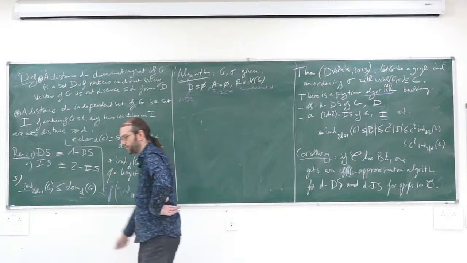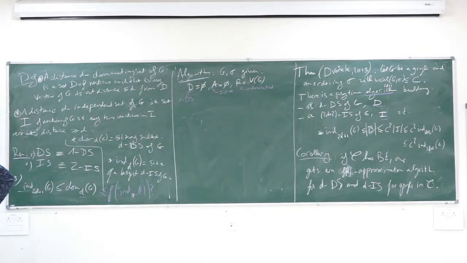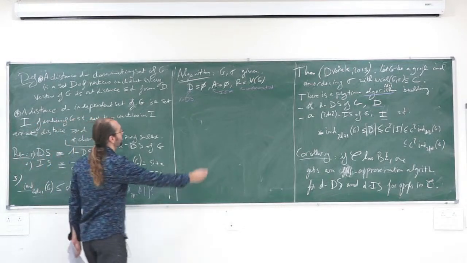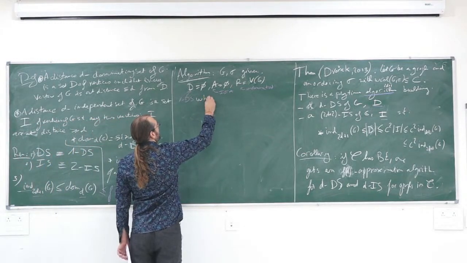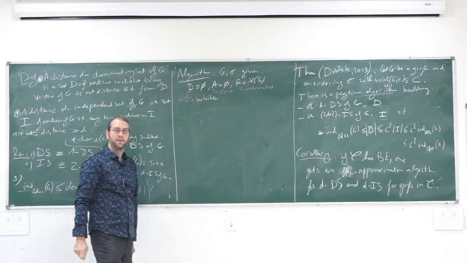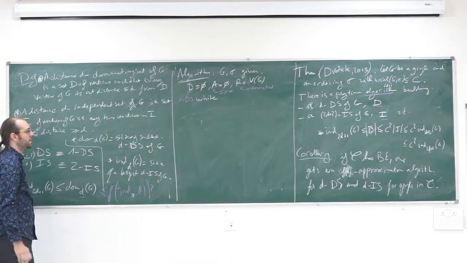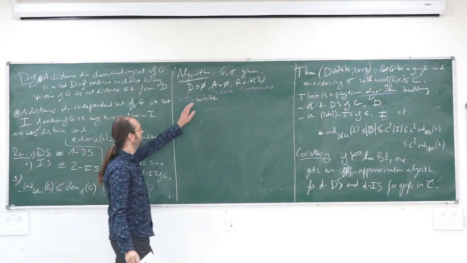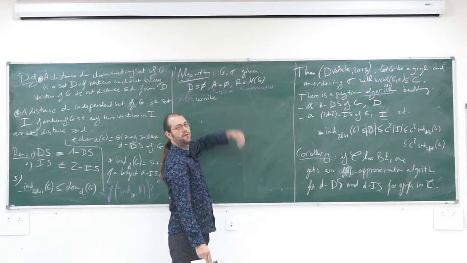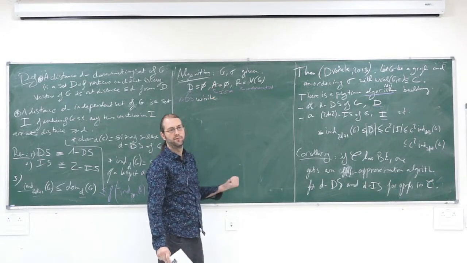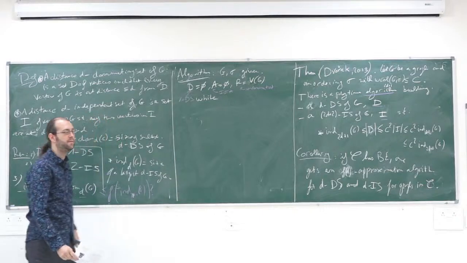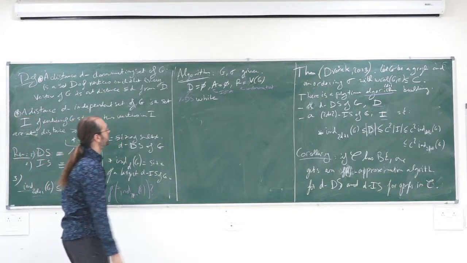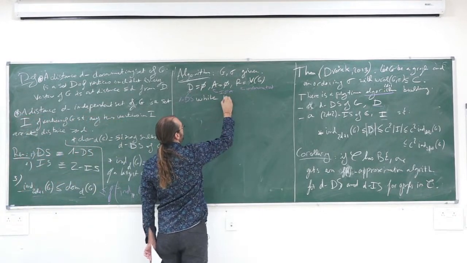Undominated. We are building both together. Yeah. In fact, what I'll do, I'll build D and A, and from A there will be another algorithm to find I. The first step is to build these three things.